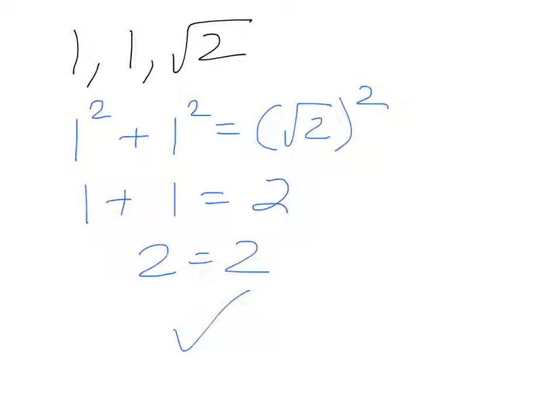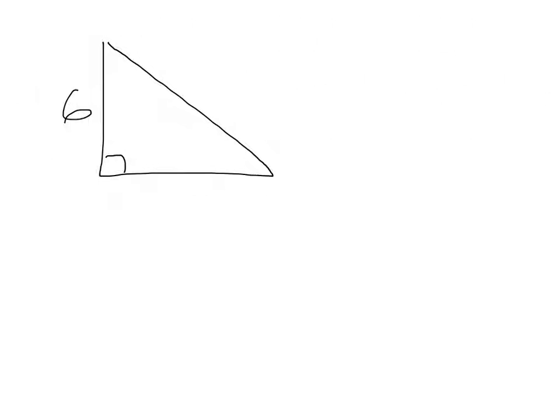All right. Now, here is the other bigger question. Watch this. Here is a right triangle. One leg is 6. The other leg is 8.